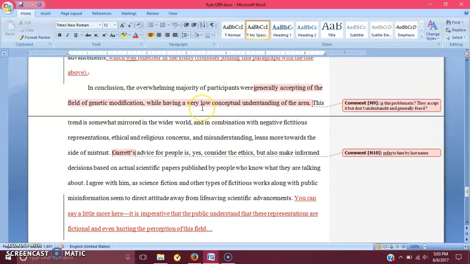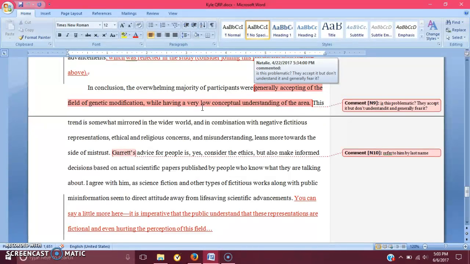consider the ethics, but also make informed decisions based on actual scientific papers published by people who know what they are talking about. I agree with him, as science fiction and other types of fictitious works, along with public misinformation, seem to direct attitude away from life-saving scientific advancements. So here it seems a little incomplete. That quote, that corny say goodbye part, is what the book is talking about here.